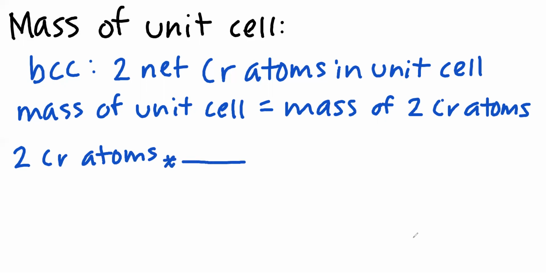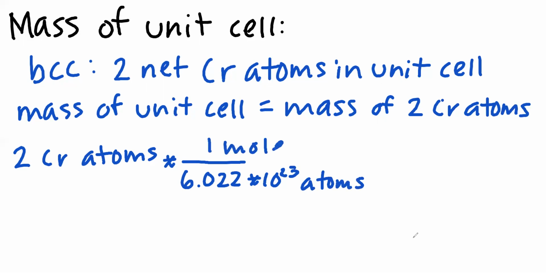Then our weight on the periodic table is in grams per mole. To go from atoms to moles, we need to use Avogadro's number, and that is 6.022 times 10 to the 23rd atoms in 1 mole. And now we can go from moles to grams using the weight on the periodic table.